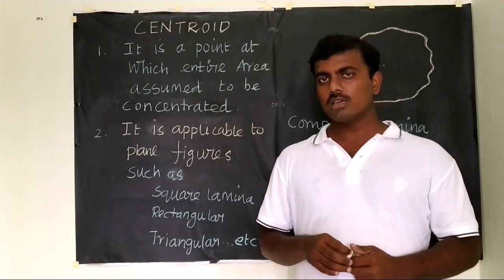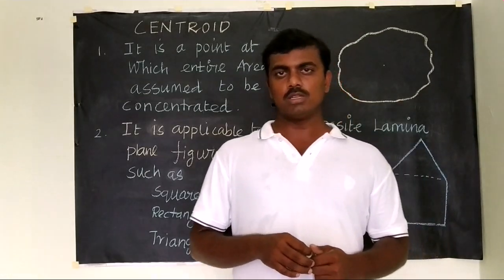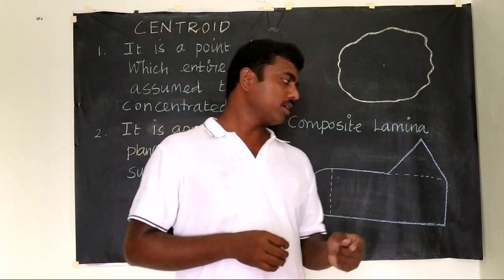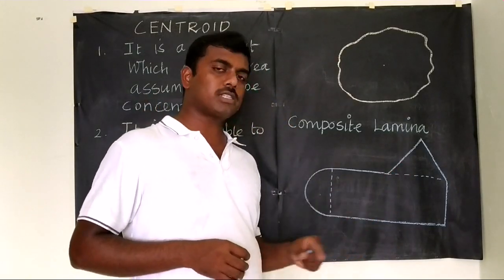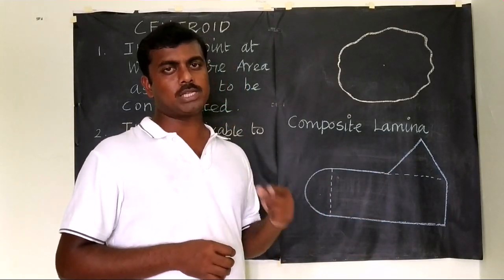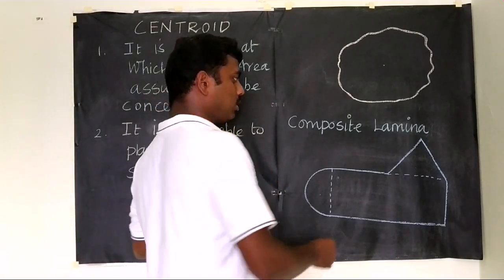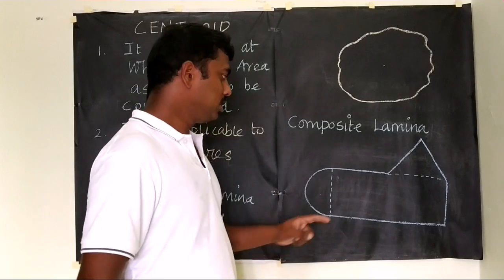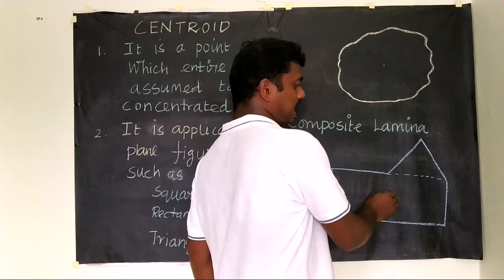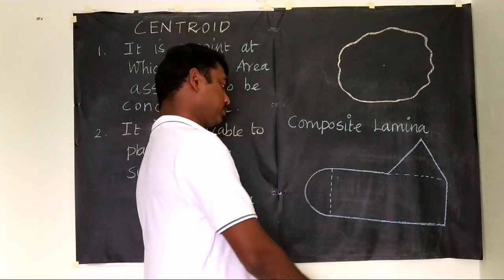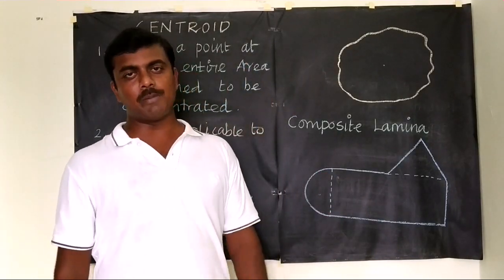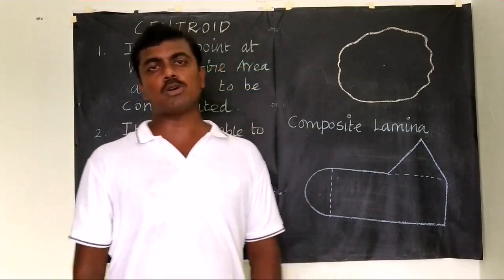Here we heard one new term, that is composite lamina. What is composite lamina? A lamina consisting of two or more standard laminae is called a composite lamina. Let me show an example of a composite lamina. This lamina contains one standard triangular lamina, one standard rectangular lamina, and one standard semicircle lamina. So this contains three standard laminae, so it is called a composite lamina.